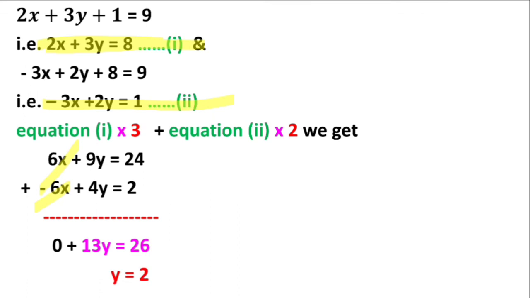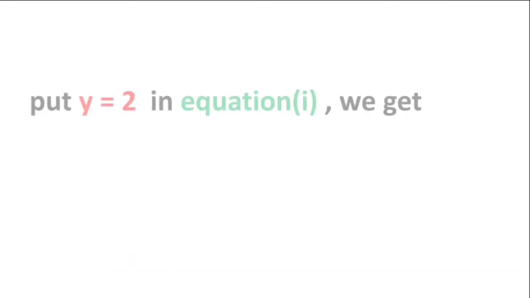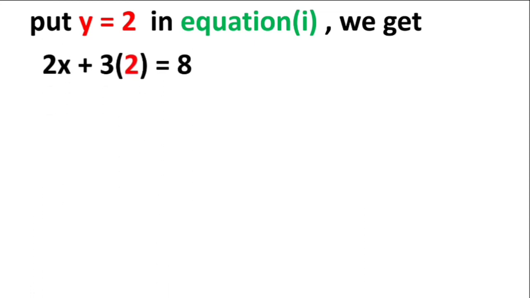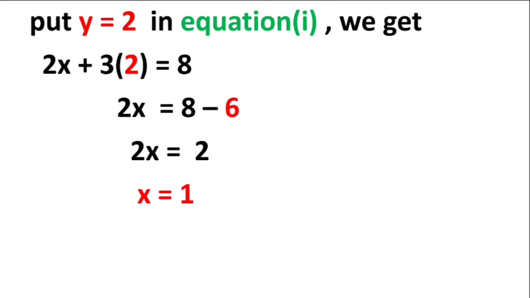Put y is equal to 2 in one of the equations, you will get x, that is nothing but 2x plus 3 into 2 is equal to 8. So 2x equal to 8 minus 6, that becomes 2, means x is equal to 1.